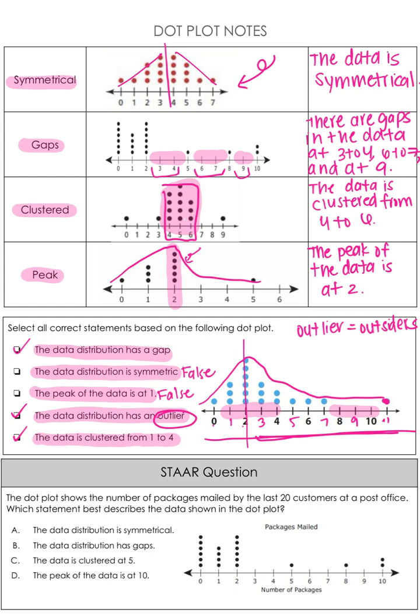Next, you'll see on the bottom that there's a STAAR question. So this was pulled from a STAAR test from last year. And it says the dot plot shows the number of packages mailed by the last 20 customers at a post office. Which statement best describes the data shown in the dot plot? So this is your moment to show what you know or what you've learned throughout the video. You're going to go through each statement. You're going to go through A, B, C, and D, and you're going to figure out which one is true, just like we did in the problem above. And then circle your answer. At that point, call your teacher over, and then they'll give you the next steps.